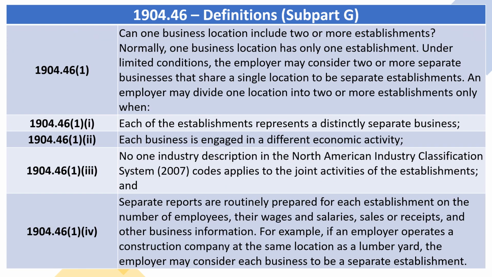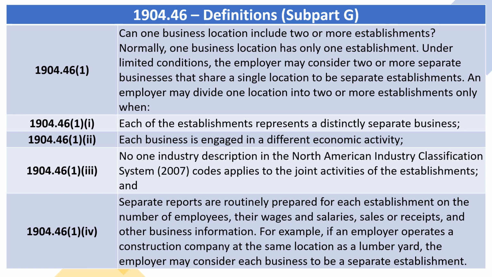1904.46, 1. Can one business location include two or more establishments? Normally, one business location has only one establishment. Under limited conditions, the employer may consider two or more separate businesses that share a single location to be separate establishments. An employer may divide one location into two or more establishments only when, 1904.46, 1, i through 4, each of the establishments represents a distinctly separate business.